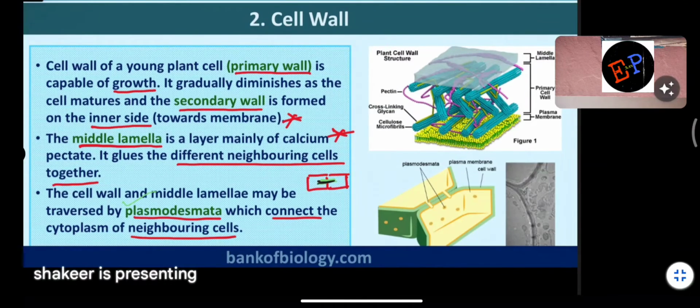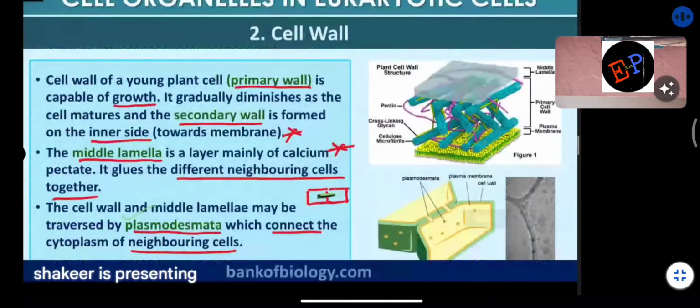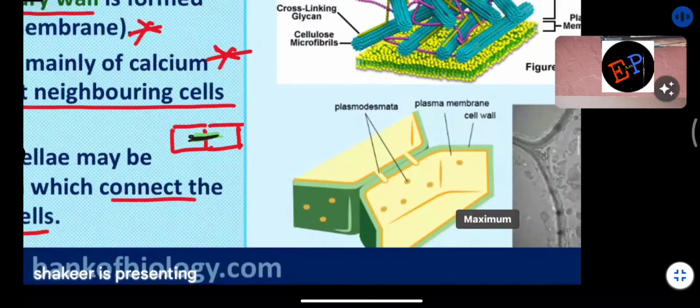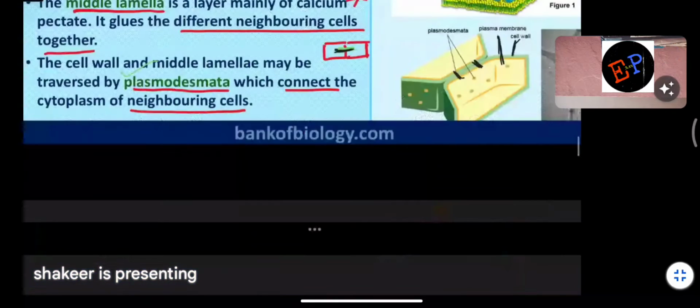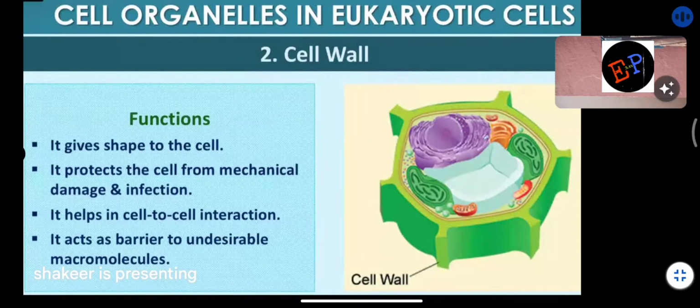See in the figure also you can see here. These are two cells. This is the plasma membrane. This is the cell wall. And these connections which you are seeing here are called plasmodesmata. Clear? Next, functions. What are the functions of the cell wall? It gives shape to the cell. It protects the cell from mechanical damage and infection.